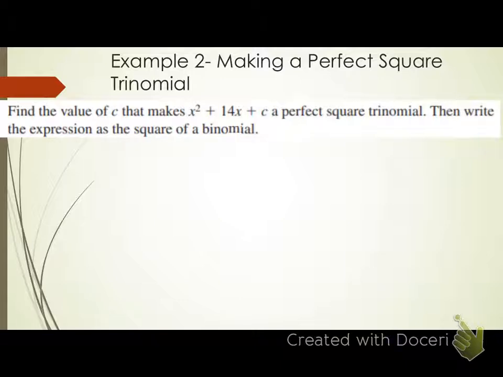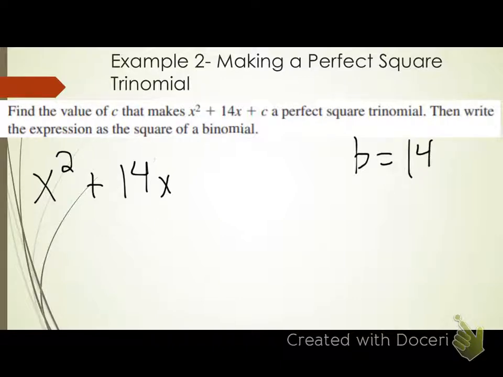Find the value of c that makes x squared plus 14x plus c a perfect square trinomial. Then write the expression as the square of a binomial. So it's wanting me to complete the square for x squared plus 14x. Based on my previous slide, what do I need to add to be able to complete the square? b over 2 squared. So what's my b value in this case?